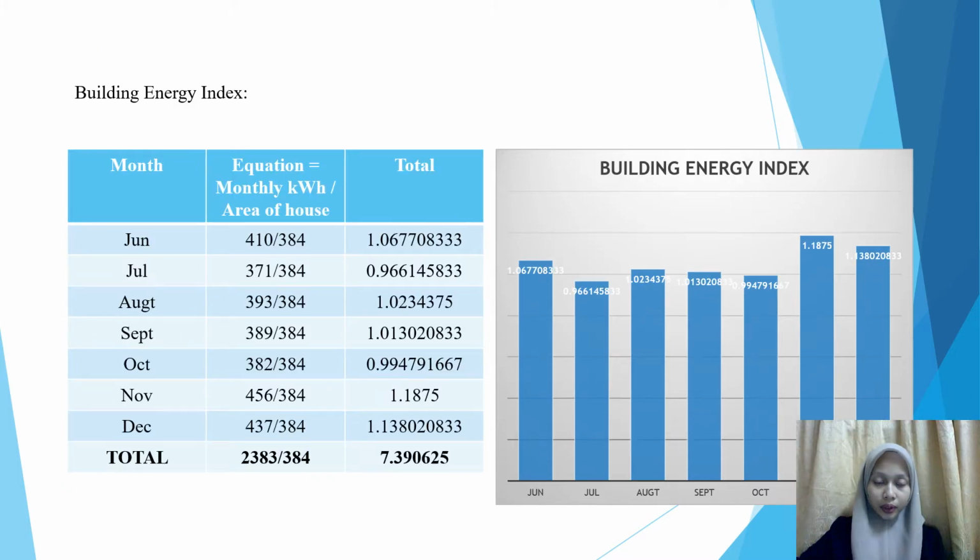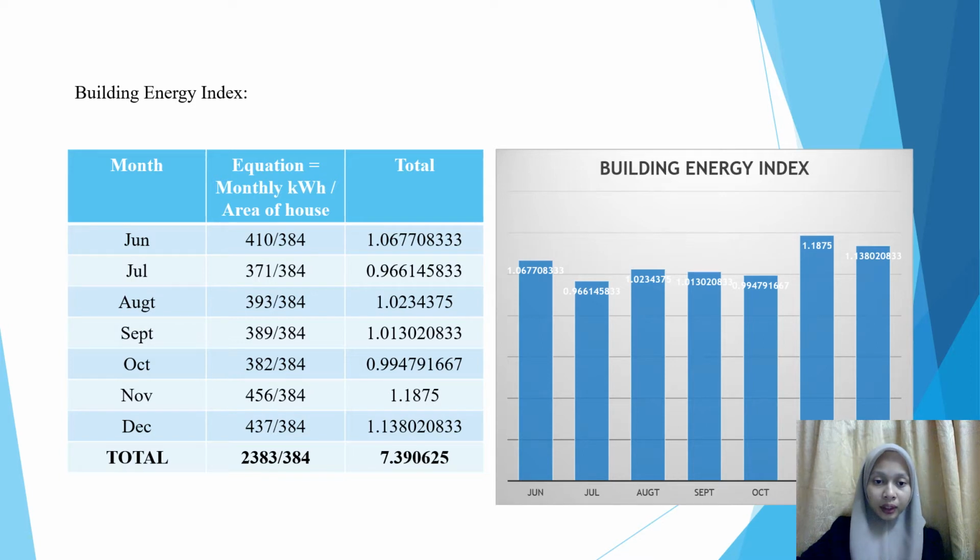So we'll continue to the building energy index. How I get the total is from the monthly kilowatt hour, I divide by the area of the house. So what we see in June, the monthly kilowatt hour is 4010 divided by the area of the house 3018.4. The total is 1.06. Next is July.